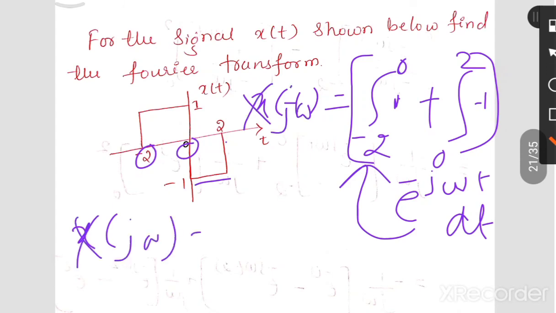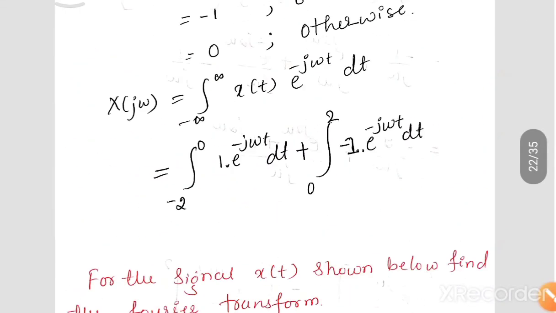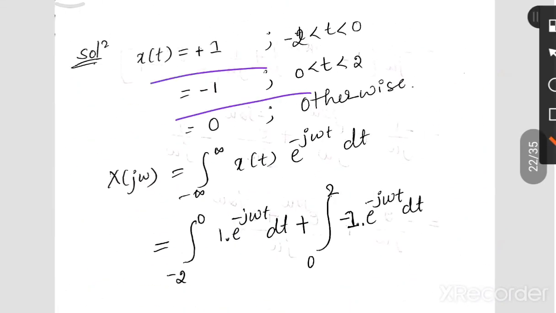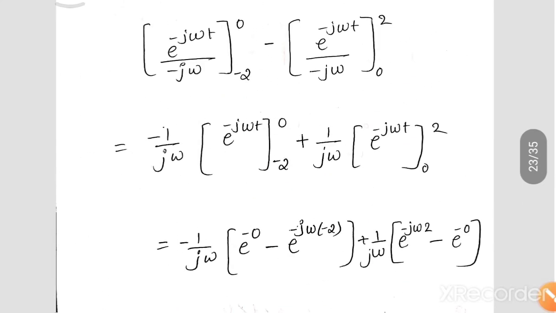X of j omega will be equal to, first one, minus 2 to 0, 1 into e raised to minus j omega t into dt, plus second signal, that is 0 to 2, 1 minus 1 into e raised to minus j omega t into dt. We'll take this, right? This is minus 2 to 0, 1 into e raised to minus j omega t. This minus, another signal is 0 to 2, minus 1 into e raised to minus j omega t. This minus we can take here, then we can take it as a minus sign.